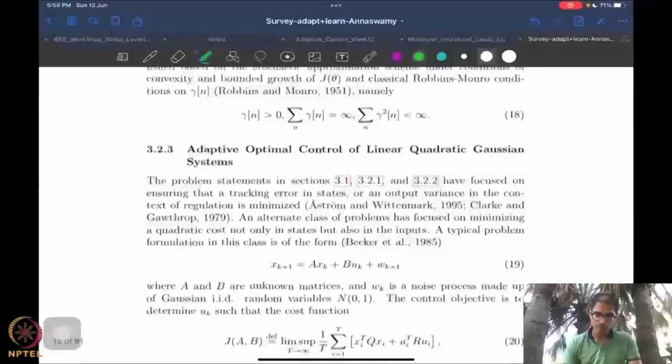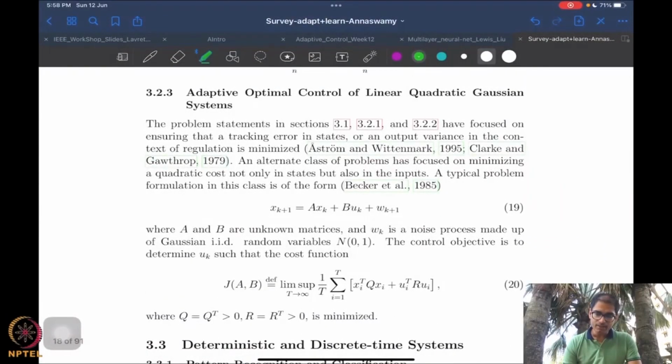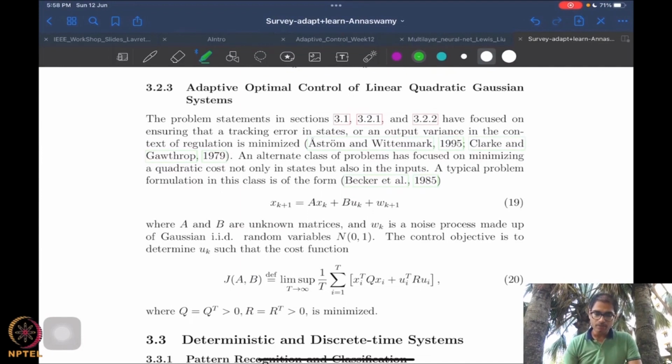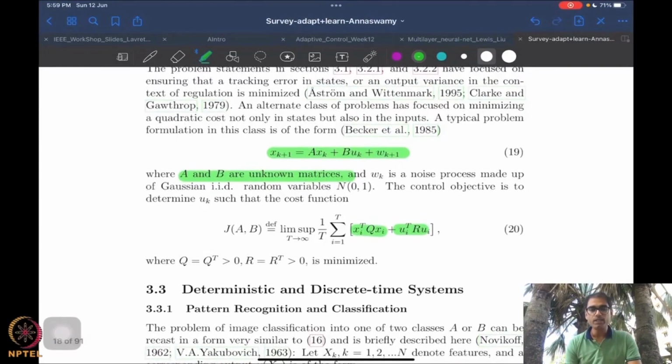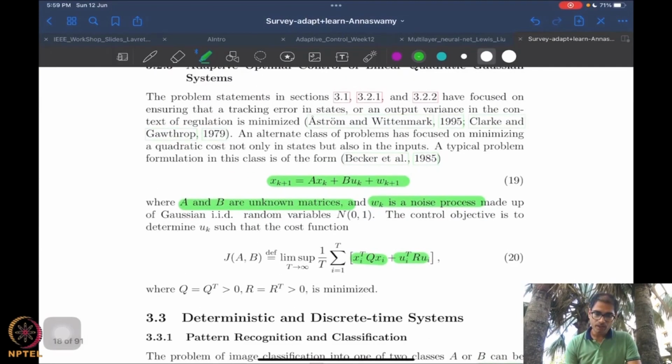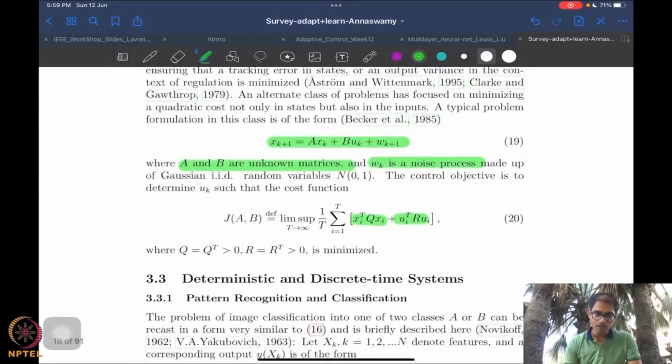Okay? And then finally, there is also adaptive optimal control for LQG type of situations, and this was also studied, where you have a discrete time system with unknown A, B matrices, and you want to do some kind of an LQG control. That is, you want to minimize a cost which relies on the state X and also the control signal U, and you want to figure out how to minimize this cost whilst knowing that A and B are unknown and in the presence of noise. This is also something that has been looked at and formulated here, right?